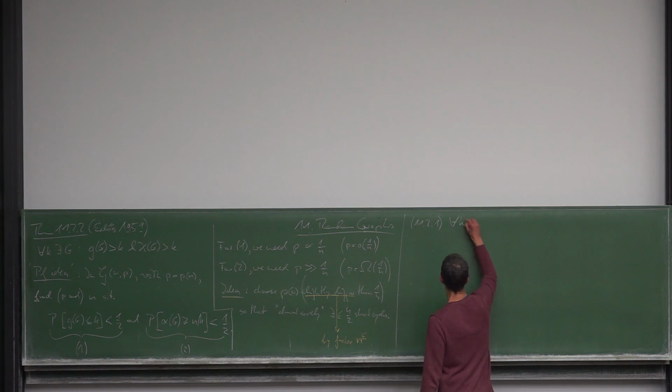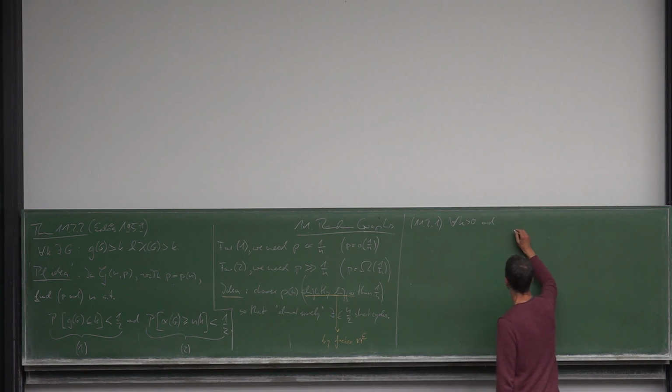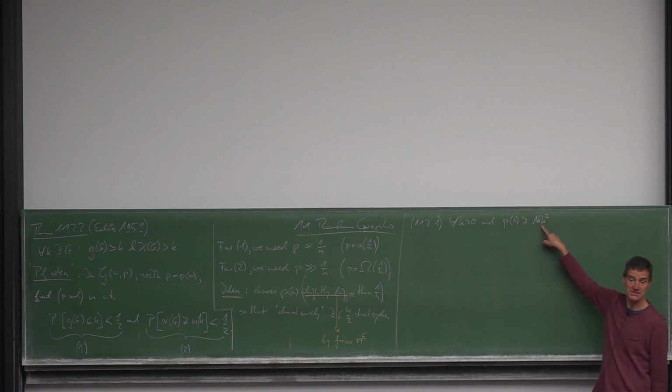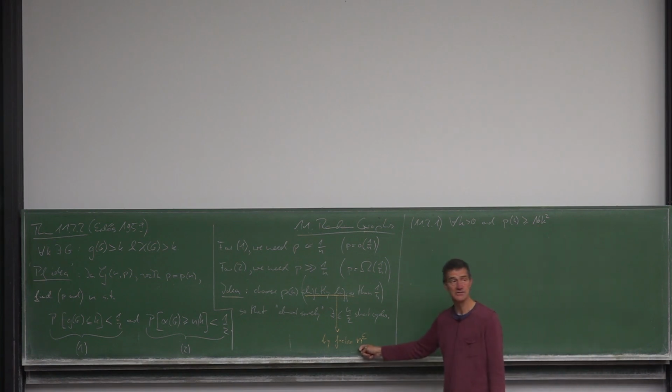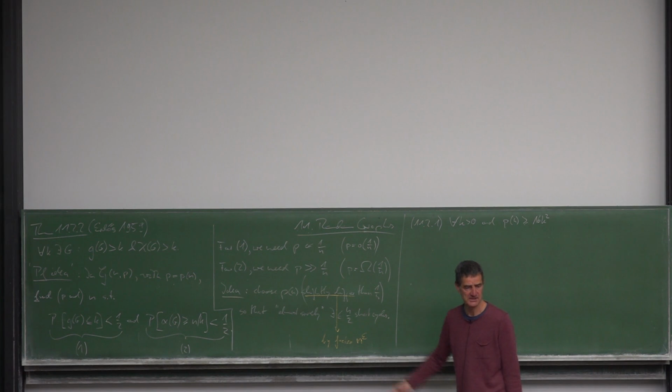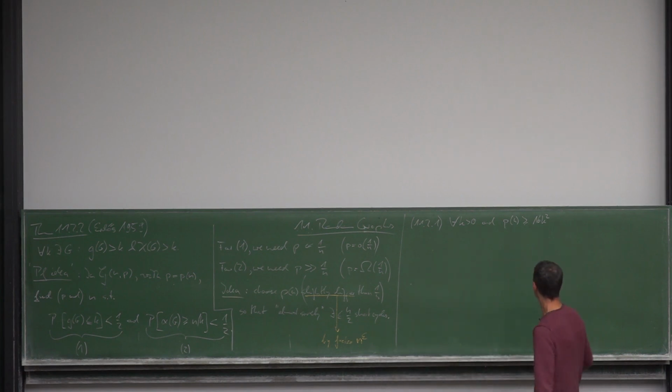For positive k, and p at least 16 k squared. The point is that this is a constant, right? Rather than, it's less than n to the epsilon, no matter how small epsilon is. That's the point here. Times 1 over n.